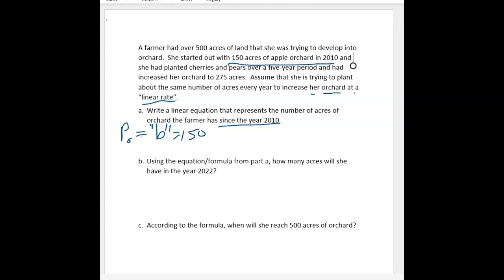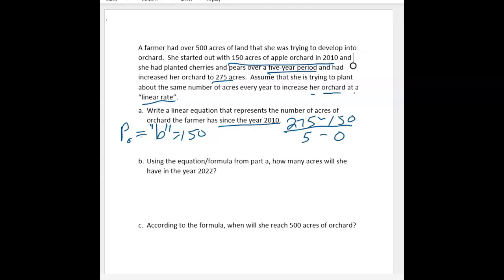B is used for something else in exponential functions, so we often don't use that in like Math 107. Usually we call it P sub 0. But anyway, it shows that she has 275 acres after 5 years. So she went from 150 to 275 in a 5-year period. So that's an increase of, if you take the 275, you have to subtract the 150. This we could call like year 0, the starting year.